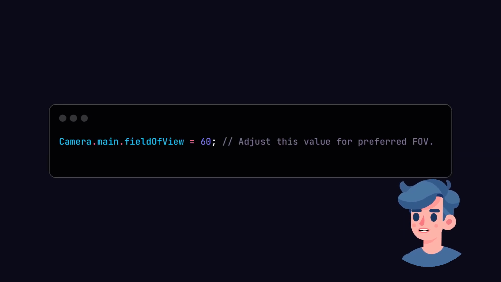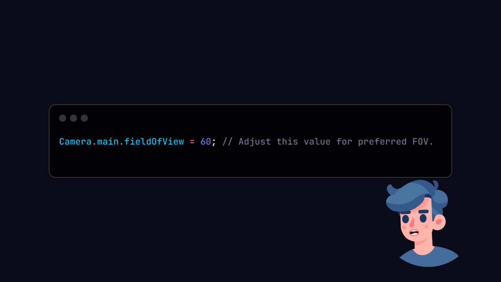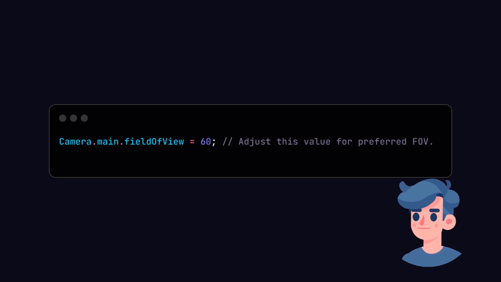After adding the components, let's configure the AR Camera. Select the AR Camera under the AR Session Origin game object and set its position to 0, 0, 0. Make sure to tweak the field of view to give it a more immersive experience.